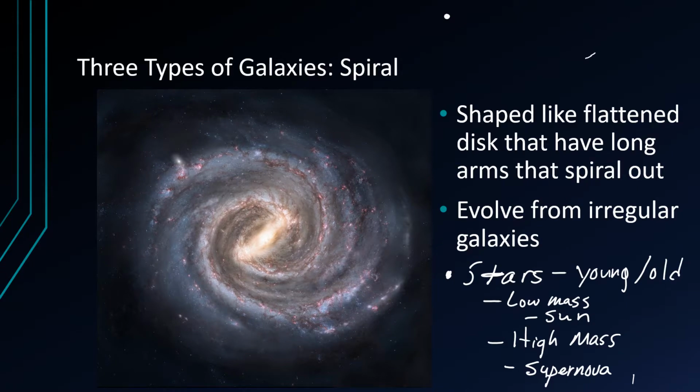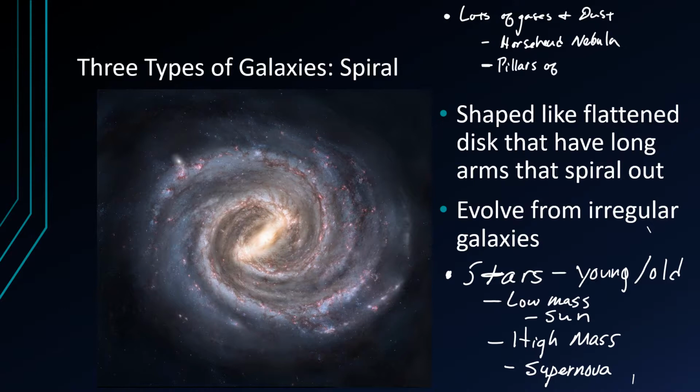So in comparison, there's lots of gas and dust in a spiral galaxy. We can see examples of that, like the Horsehead Nebula, or one of my favorites, the Pillars of Creation, where we can just see tons of star formation going on.